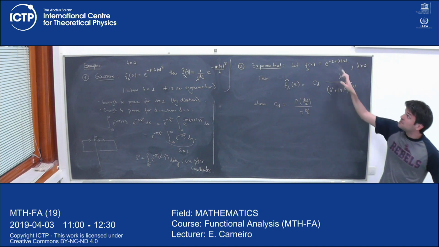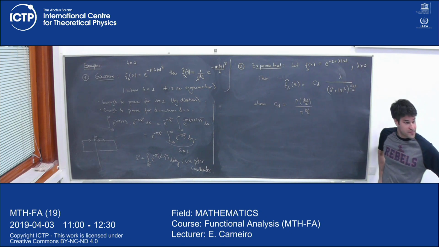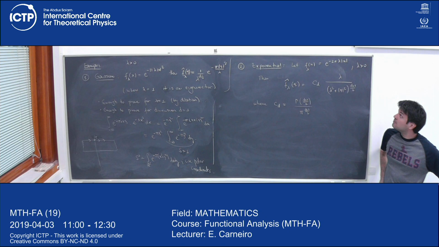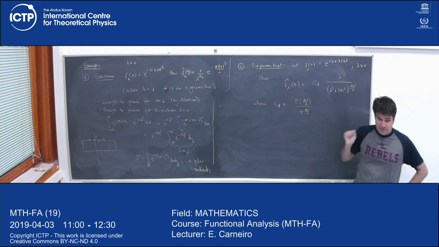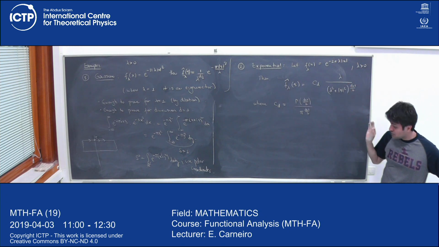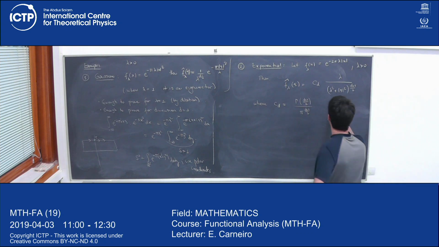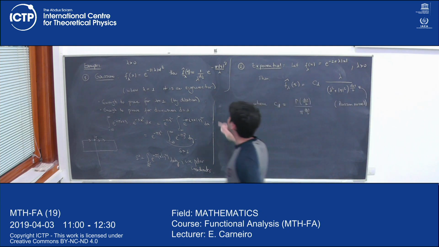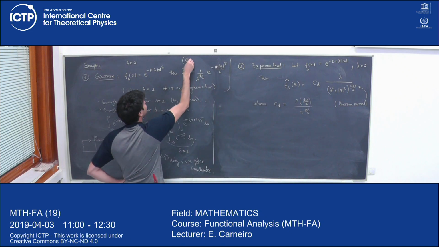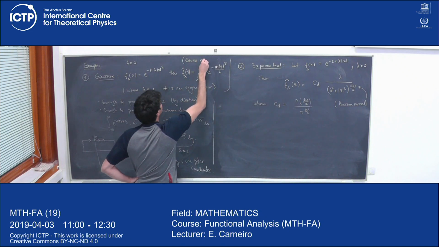So if we have an exponential of this type, e to the minus 2 pi lambda absolute value of x, the Fourier transform is this kernel here, called the Poisson kernel. This thing here is called the Gauss kernel.